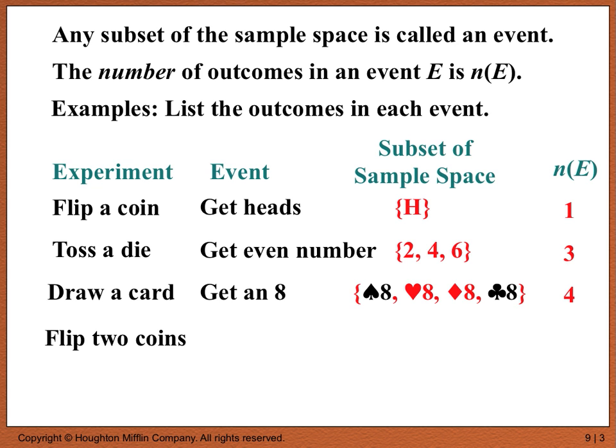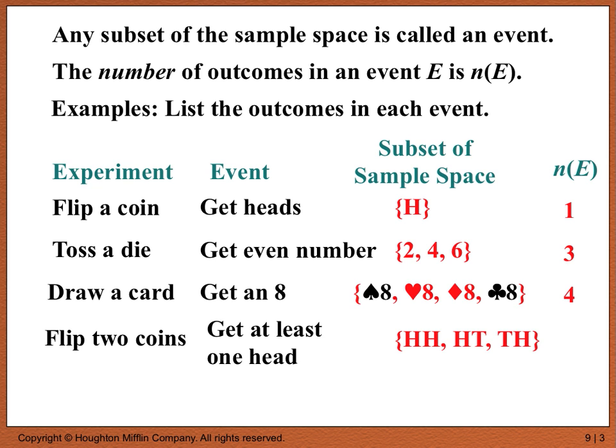How about flipping 2 coins? All right, flipping 2 coins, we have 2 different events, right? And we saw this in the last lesson. What happens when you have independent events? Well, let's say that we want to get at least 1 head.